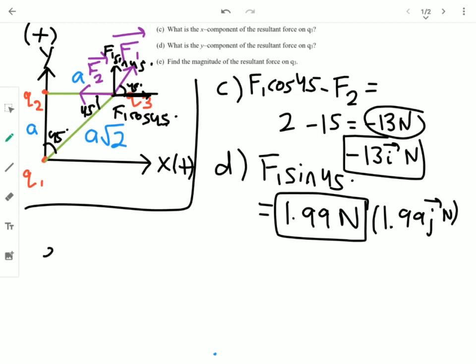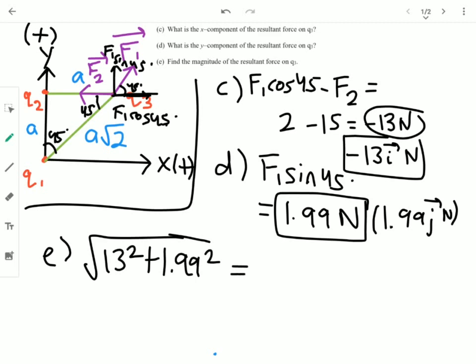Part E is very easy. What they want is the magnitude, so you have to take the square root of minus 13 squared plus 1.99 squared. So it's 13 squared plus 1.99 squared, and the magnitude of the resultant is approximately 13.2 newtons. And that's your answers from C to E.